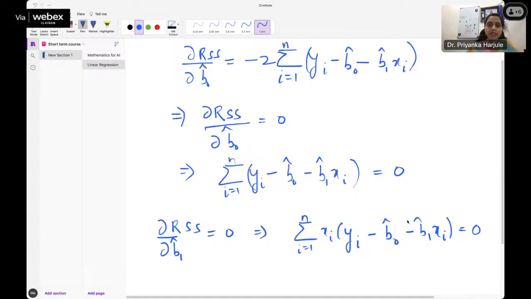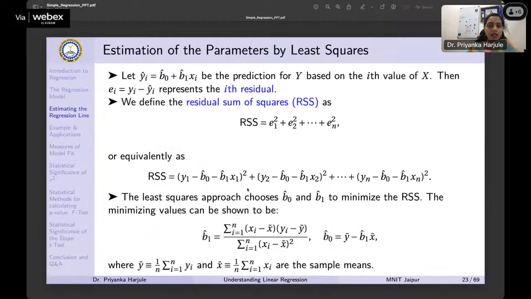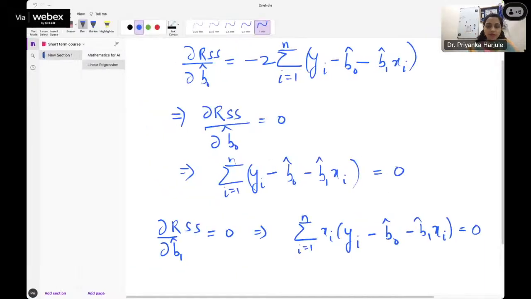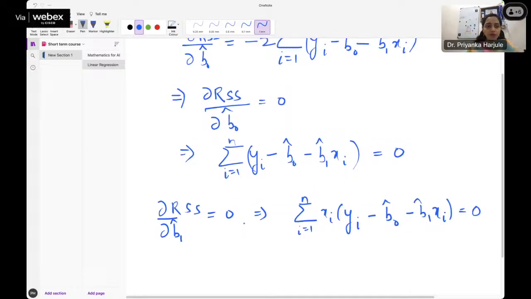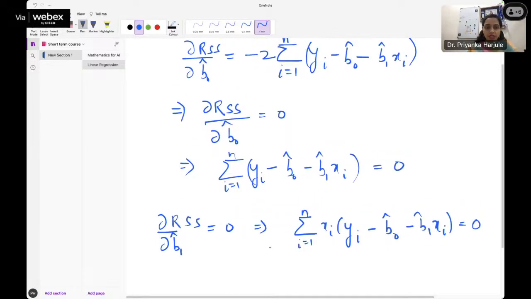So if you look at the RSS equation here, once we have partially differentiated with respect to beta naught cap and set it equal to 0, and once we have partially differentiated with respect to b1 cap and set it to 0, you get this. And then you have to solve these two equations, solve the system of equations. So from here, you can substitute, you can open up this summation and you can find the value of b naught.